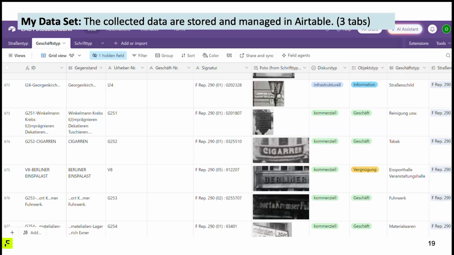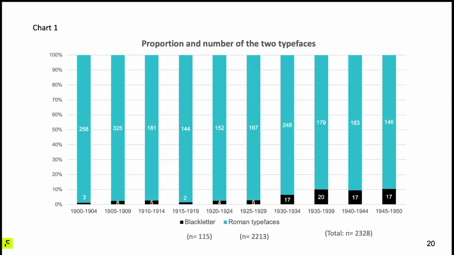I organized my dataset using a pair table structured into 3 parts. This chart summarizes the number and percentage of each typeface used by year. As can be seen here, in Berlin during the first half of the 20th century, Roman typefaces were overwhelmingly dominant. However, the usage of Blackletter increased from 1930.